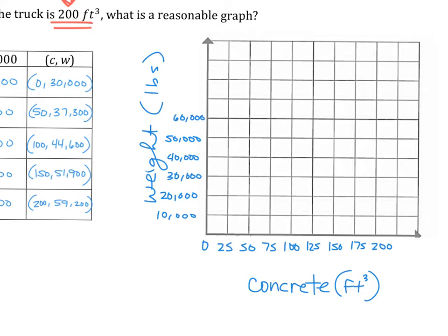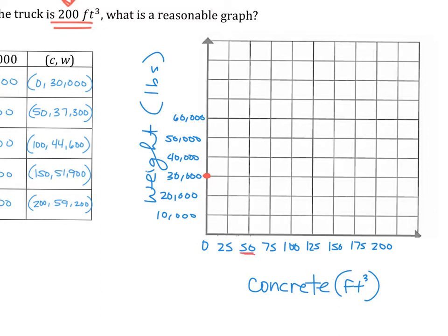All right, so now we got to plot them. Our first one is 0, 30,000. So I'm not moving left and right at all. I'm going up to 30,000 and I'm putting a point right there. Okay. Now think about where your next one's going to be because it's not going to fall perfectly on one of the crossbars, right? So it's 50, 37,300. So you got to go over to 50, right?